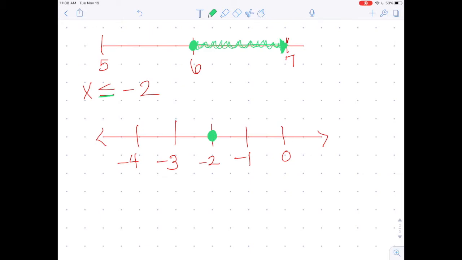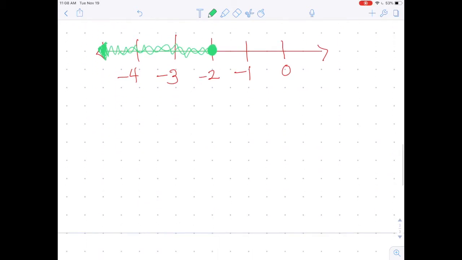And I need everything less than, so I need everything to the left. Less than left. So everything to the left of -2, put my arrow on there, and we're done. So, if it's greater than or less than, we have an open circle. If it's greater than or equal to or less than or equal to, then it's a closed circle. Okay, that is what the circle being on the graph means, so that's important.